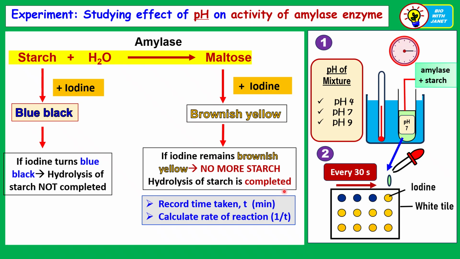So if iodine remains brownish yellow, that means there's no more starch in the mixture and the hydrolysis of starch is completed. From there, we are going to find out and record the time taken for the hydrolysis of starch to be completed. That means we have to find out the timer from this point here to this point here, which is 30 plus 30 plus 30 seconds, and then plus one more 30 seconds. So it's 2 minutes. Then record the time taken, which is T in minutes, and then calculate the rate of reaction, which is 1 over T per minute.